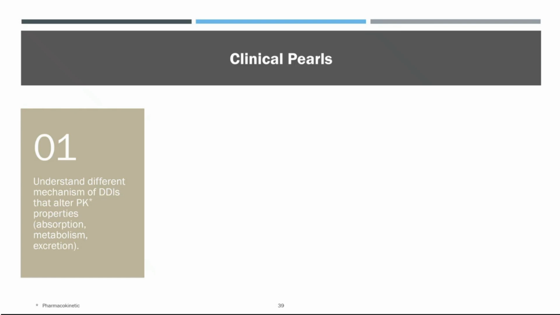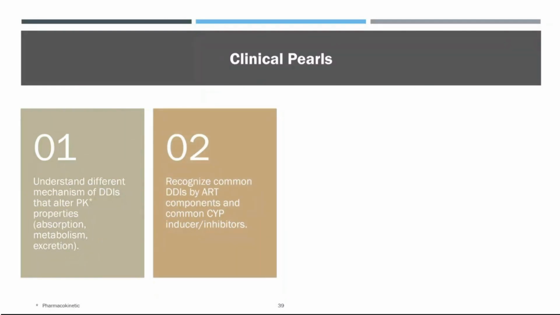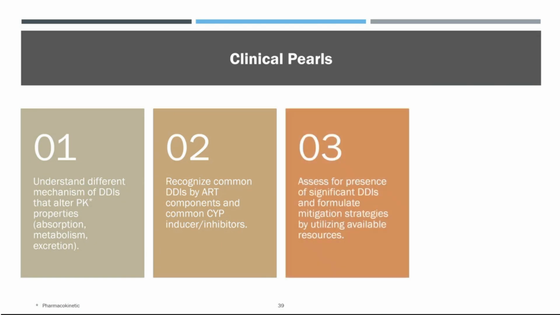So some of the clinical pearls I want to share with you is first to understand different mechanisms of drug interactions that change the pharmacokinetic properties. Those include absorption, metabolism, and excretion. And to be able to recognize common drug interactions by the ART components and other common CYP inducers and inhibitors, such as anticonvulsants, rifamycins, and certain non-nucleoside reverse transcriptase inhibitors, and be able to assess for the presence of significant drug interactions and formulate mitigation strategies by using one of the available online resources.